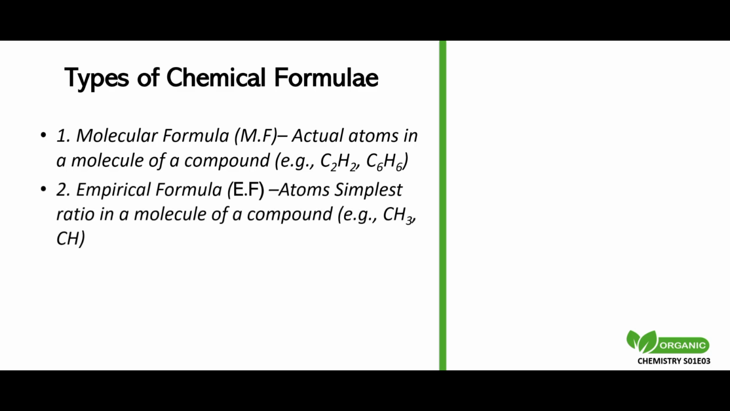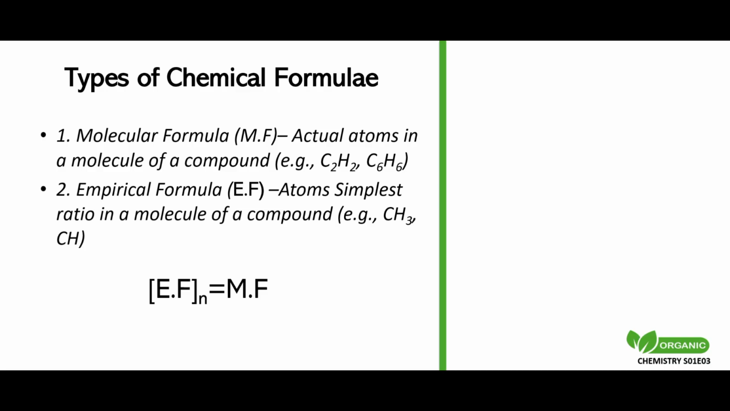The simplest ratio of different atoms in a compound. Example, CH3 for ethane, which is C2H6. CH for both ethyne and benzene. Examiners may ask you to differentiate between molecular and empirical formulas. Remember that the relationship between empirical formula and molecular formula is n times empirical formula is equal to molecular formula. Can you see the connection? It is possible for an empirical formula of a compound to be equal to its molecular formula. Here, it means n is 1.